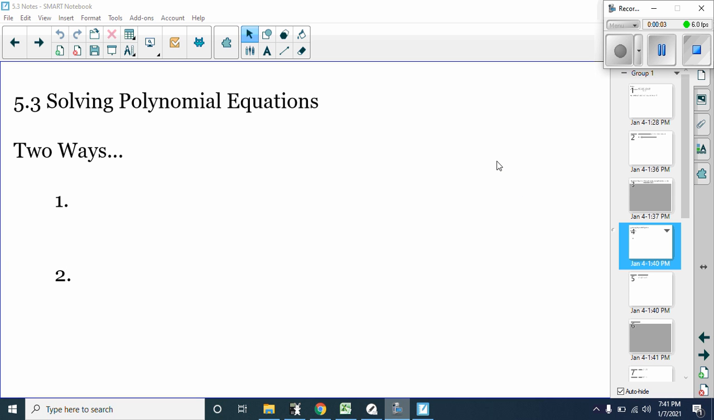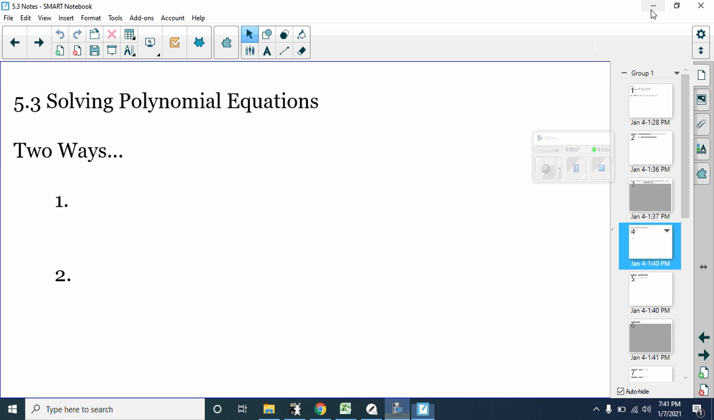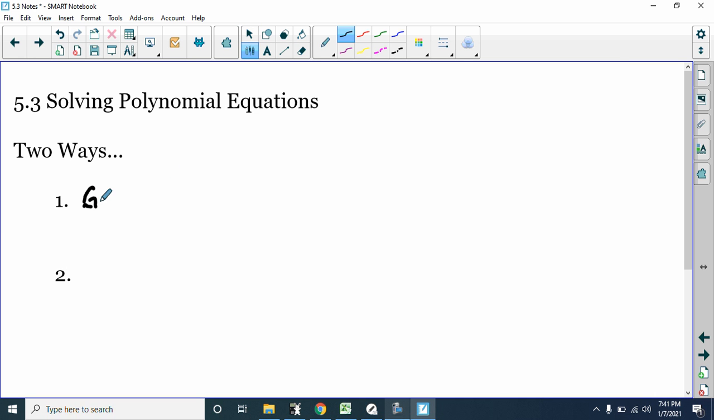Just some notes from section 5.3 on solving polynomial equations. There's two different ways we're going to learn how to solve polynomials. The first we did when we solved quadratics, which is to solve by graphing, and the method's exactly the same. We'll do one example there so that you see how to do it, but there's really nothing new on solving by graphing. And the second is solving by factoring, which we know how to do with quadratics, but we're going to learn a couple of new factoring techniques in section 5.3.